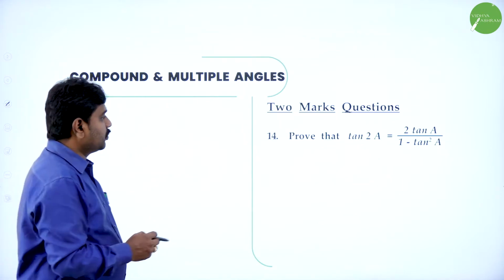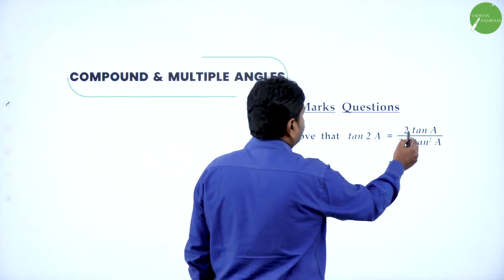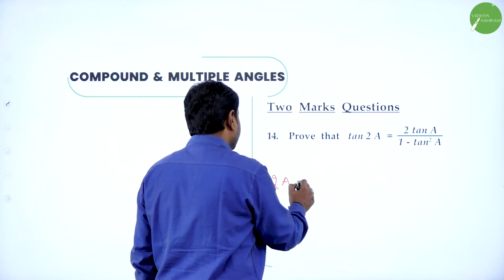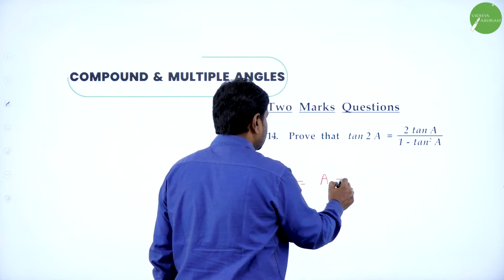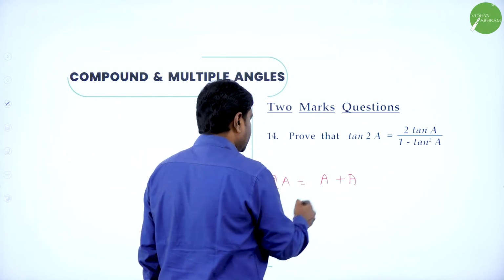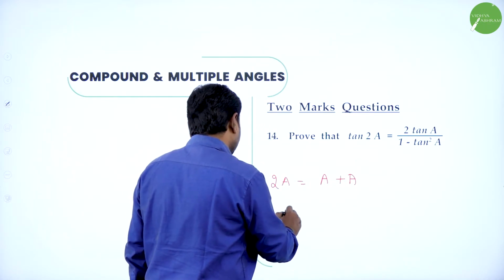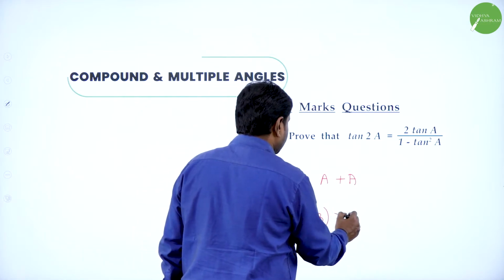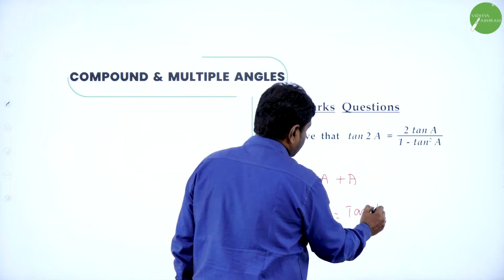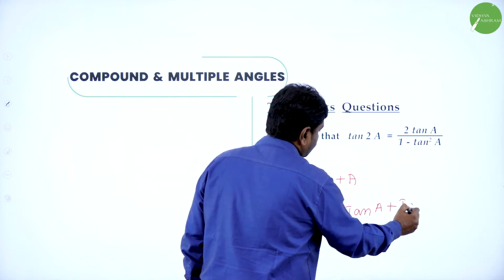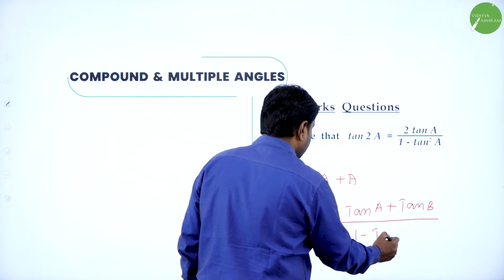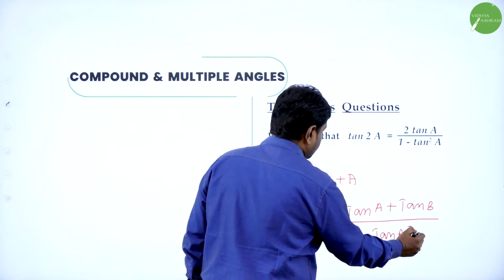Now going ahead, prove that tan 2A is equal to 2 tan A by 1 minus tan square A. Again, all of you know 2A can be written as A plus A. So in the place of B we have A again, and we use the tan compound angle formula. What is tan of A plus B? Tan of A plus B can be written as tan A plus tan B divided by 1 minus tan A into tan B. This is the formula we use to prove.